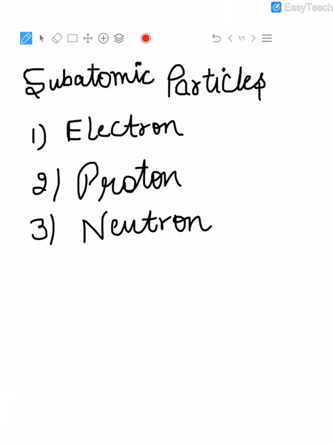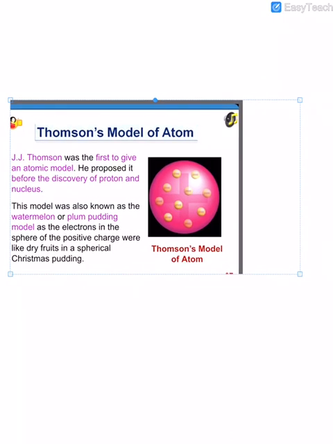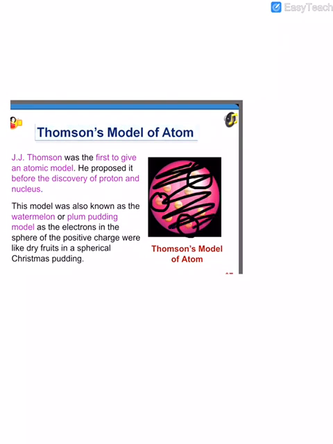So two models were proposed. Number 1 is Thomson model of atom. Number 2 is Rutherford model of atom. According to the Thomson model of atom, an atom was a sphere of positive electricity in which a number of electrons were embedded. So these are the electrons, and this whole region is a positive sphere.